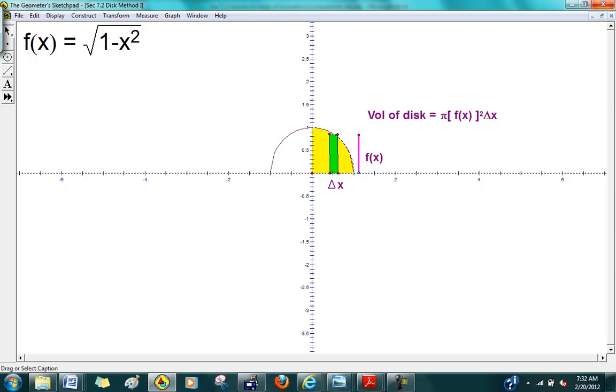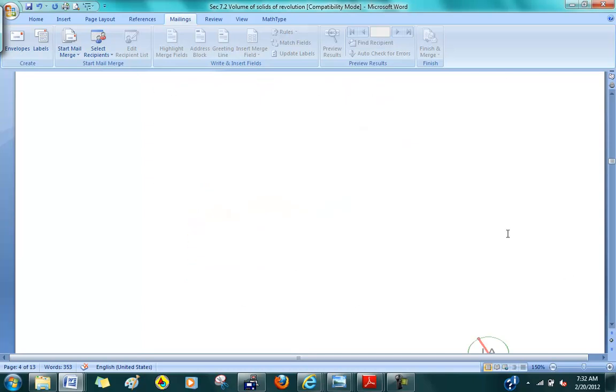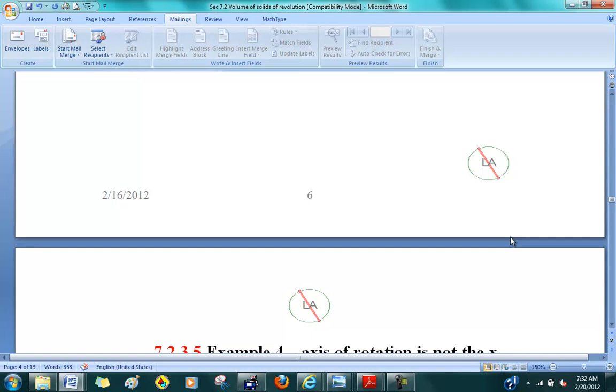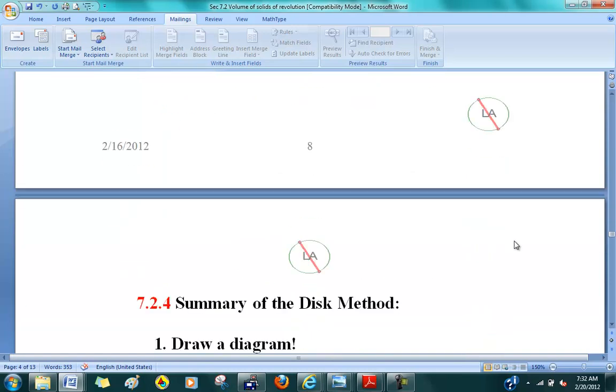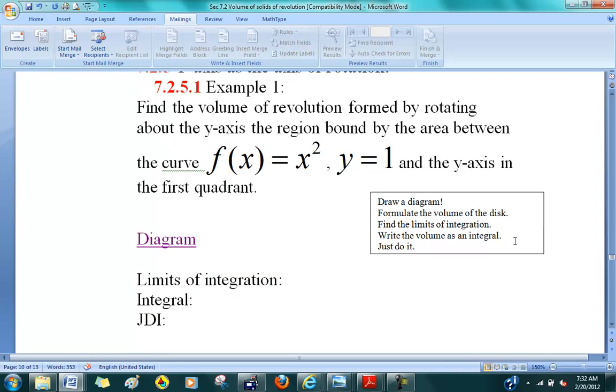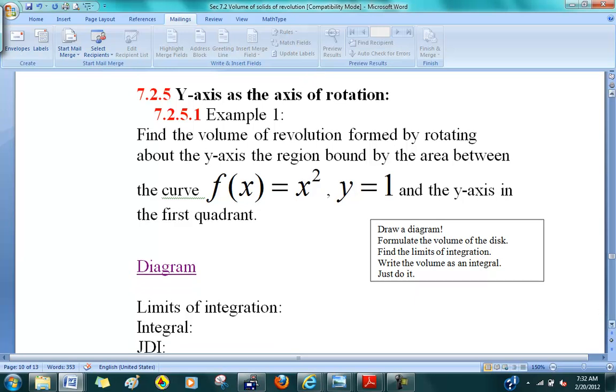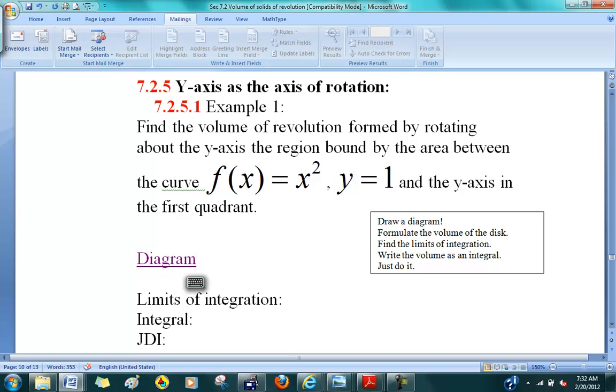So it's pretty much the same sort of thing that we're going to do, except you're going to do it about the y-axis. So here's the example that I'm going to work on, and again, this is using the disk method. What we're doing is rotating the region, or the area, between the curve y equals x squared, y equals 1, and the y-axis in the first quadrant. Let's take a look at the diagram on that.